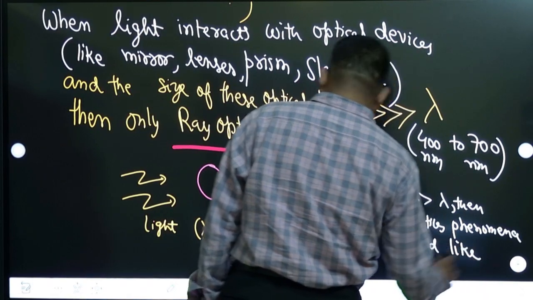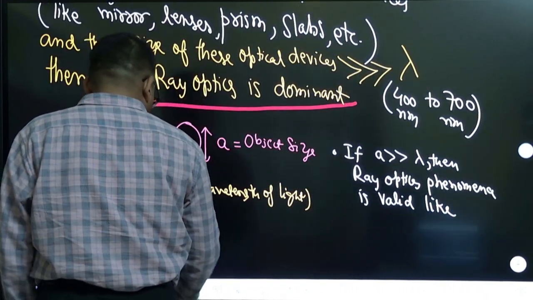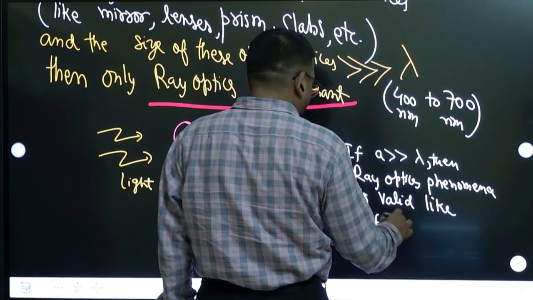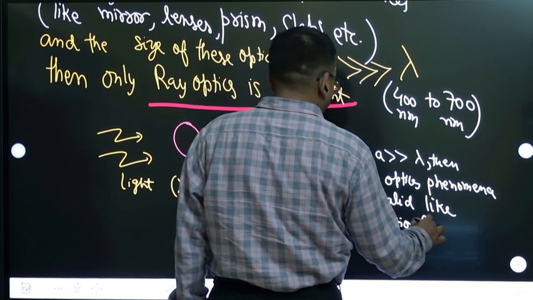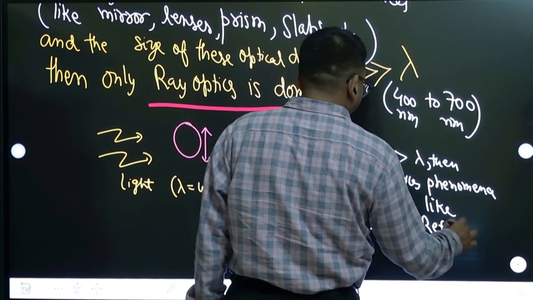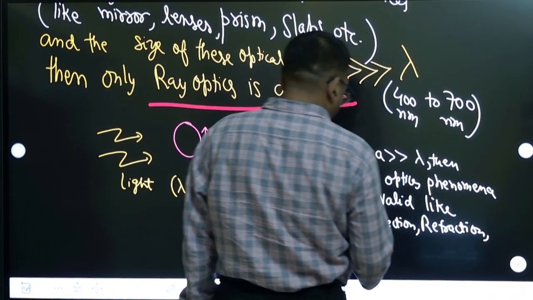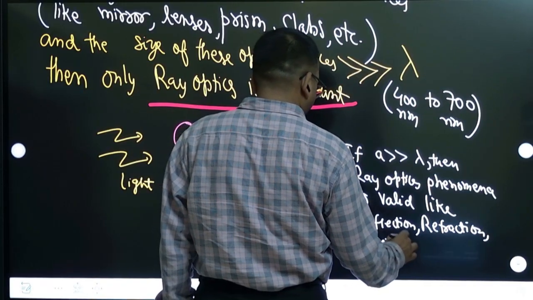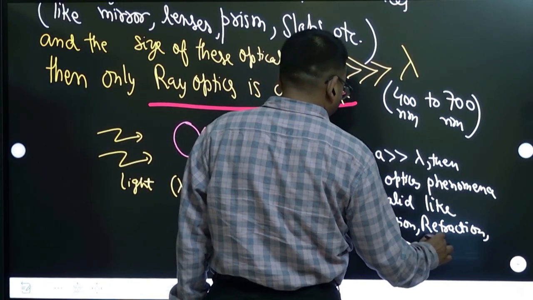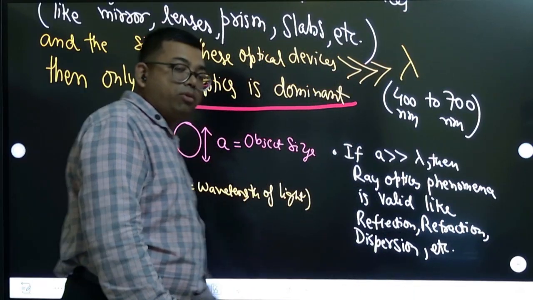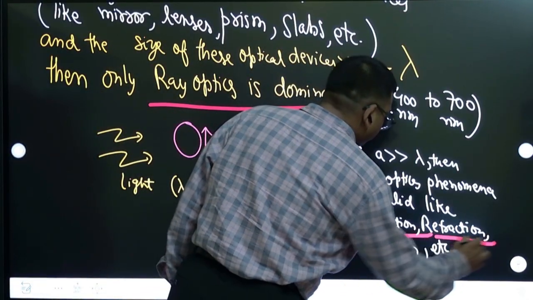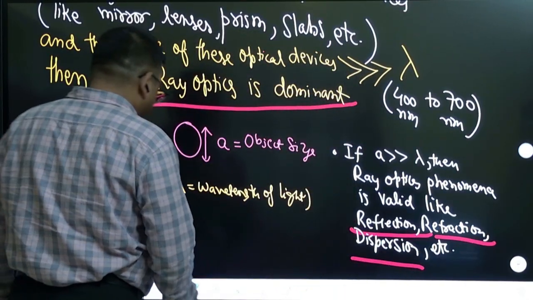like reflection, refraction, dispersion, etc. These are the ray optics phenomena which we are going to study in this chapter: reflection, refraction, dispersion, all that.